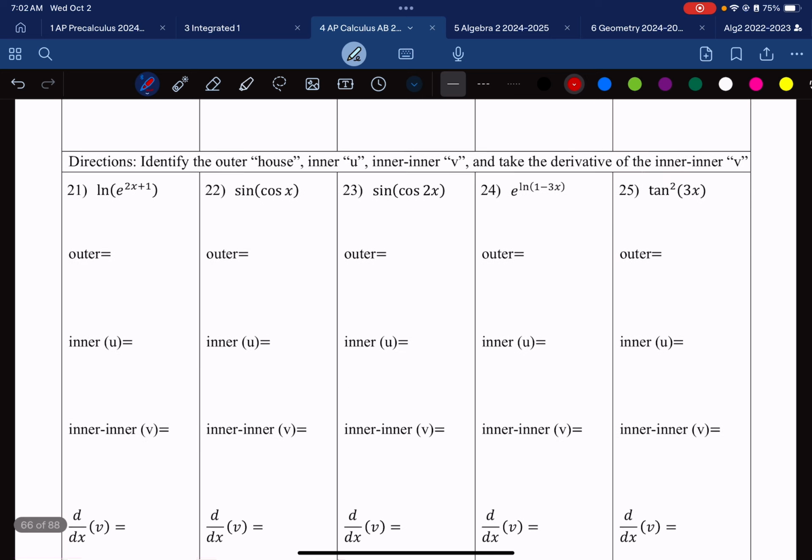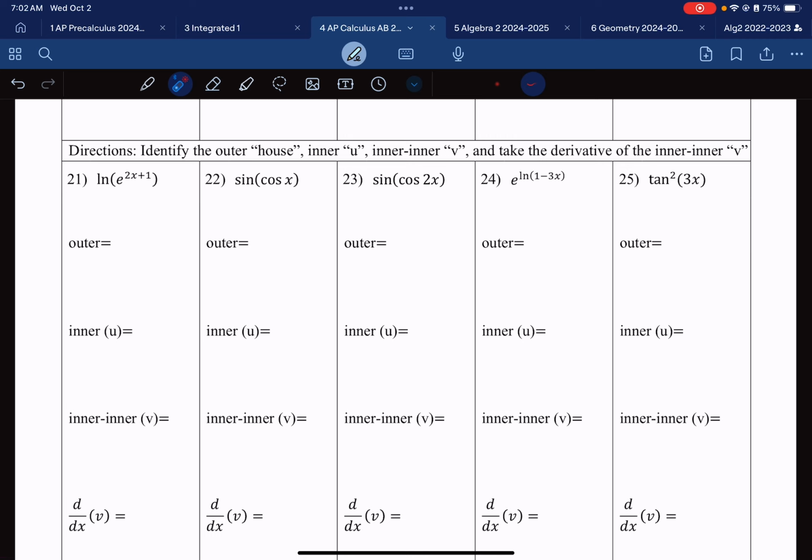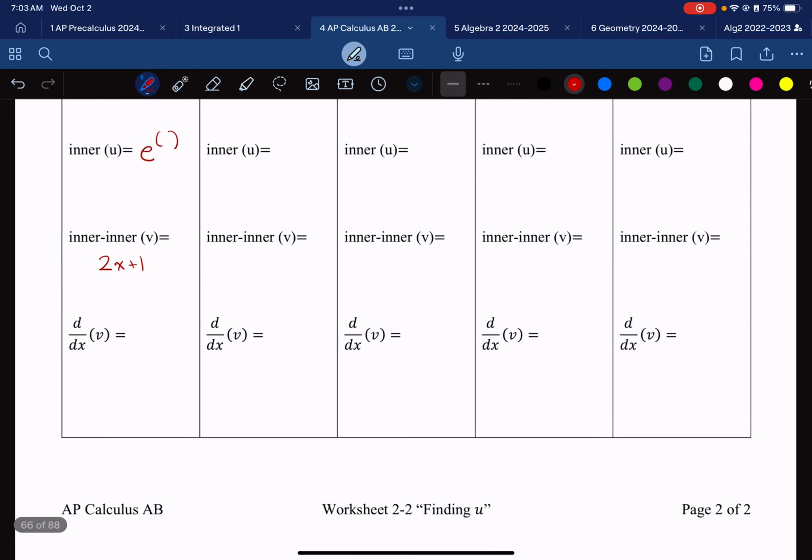All right, so now we have new directions because these have an inner that we have to identify. So we'll identify the house. So this is going to be log house, etc. The inner, the immediate inner, is all that e stuff. Let's just do one, right? So the outer is going to be natural log of all of this stuff. The inner is going to be e to the power of all of that stuff. And then all of this stuff right here, the inner is that 2x plus 1. 2x plus 1. And now I'm going to take the derivative of that inner.